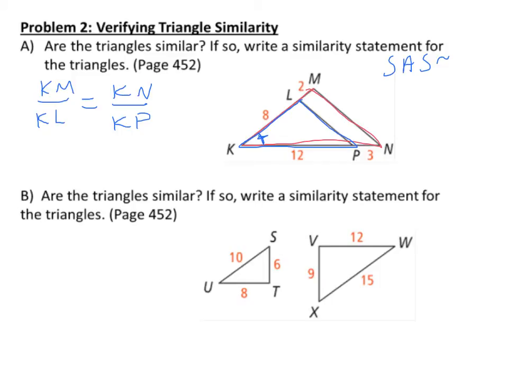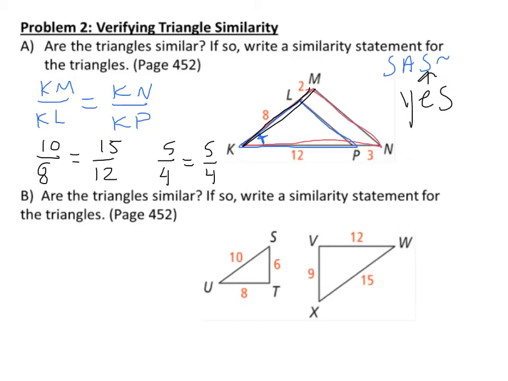So when you write up your proportions, KM is the total length. So this total length right here is going to give me 10. KL is 8. And KN is the total length, so that's 15, and KP is 12. So I'm going to reduce each fraction. The first one, both of those can be reduced by 2, so it'll be 5/4. Second, both of those can be reduced by 3, so it'll be 5/4. So yes, they will be similar because of side similarity. Again, sides are proportional. This one's a little bit different.